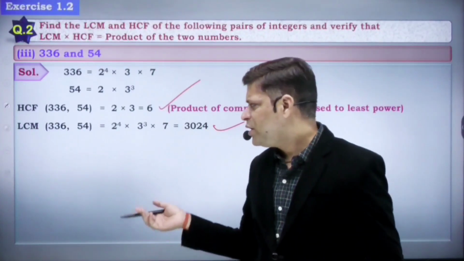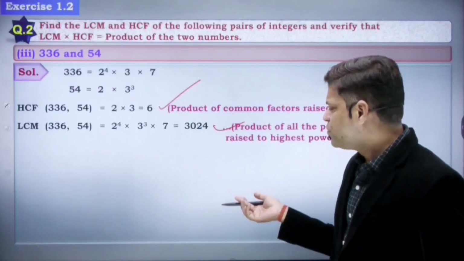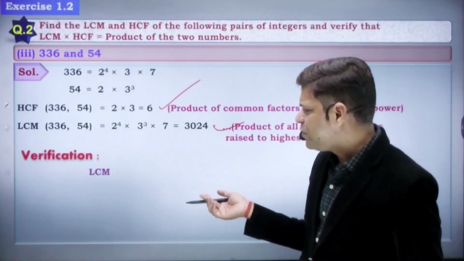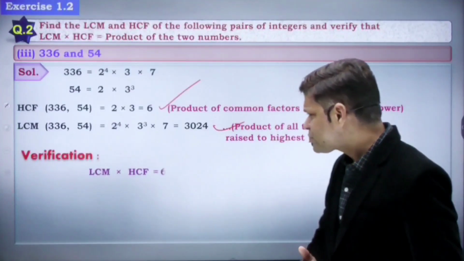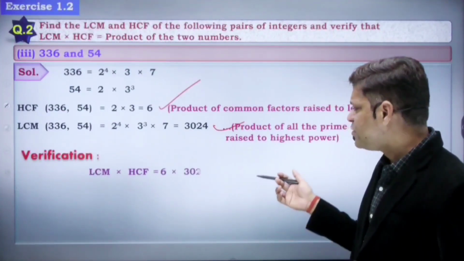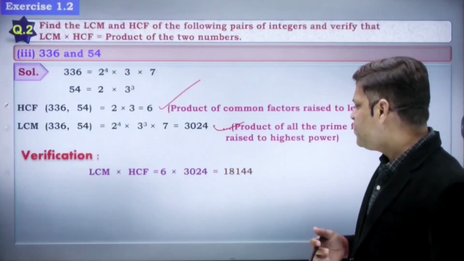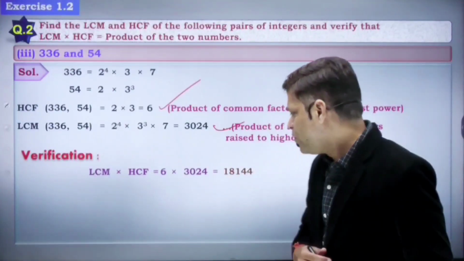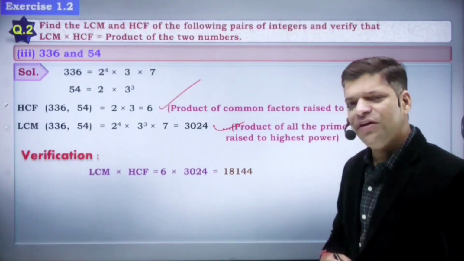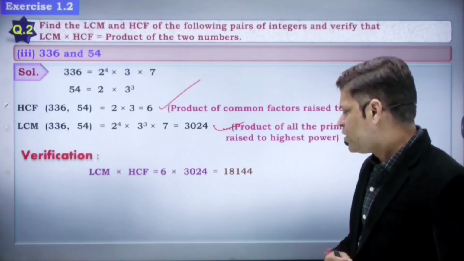Now again the point of verification. To verify, we find the product of LCM and HCF, that is 6 into 3024, and it will be equal to 18144. Okay, right? So 18,144 we find.